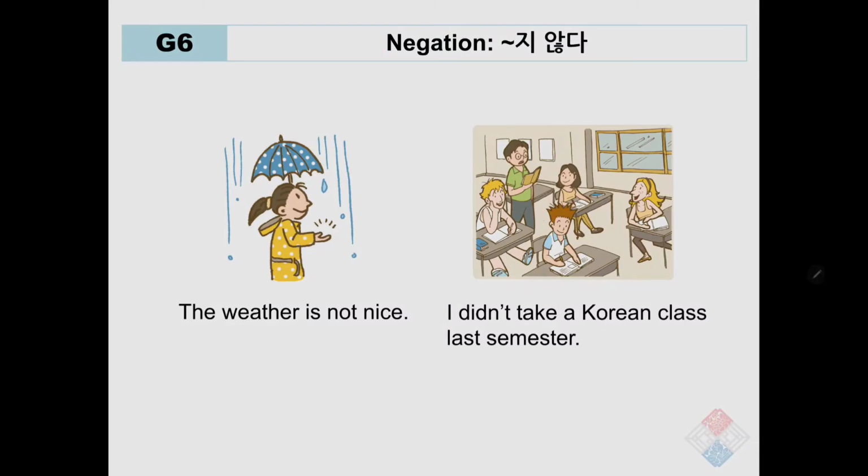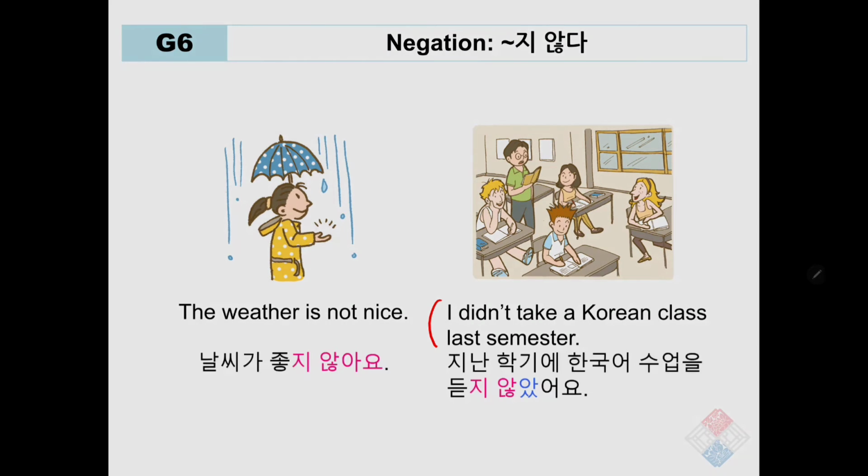How about if you want to express something in the past and you want to negate that? So here is the example. I didn't take a Korean class last semester. You say this in Korean as 지난 학기에, last semester, 한국어 수업을, a Korean class, 듣지 않았어요. Okay? 듣지 않았어요. So 지 않 would be the negation part and 았 would be the past tense part.